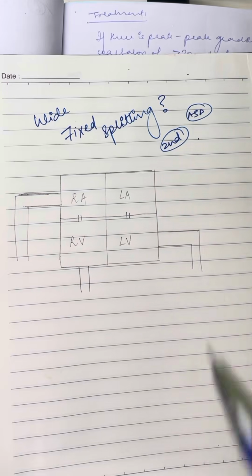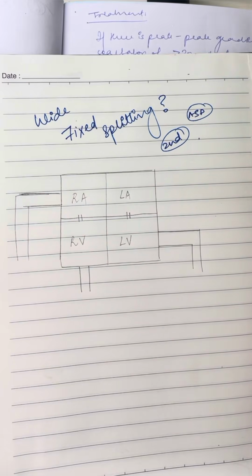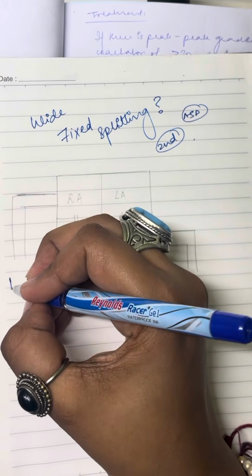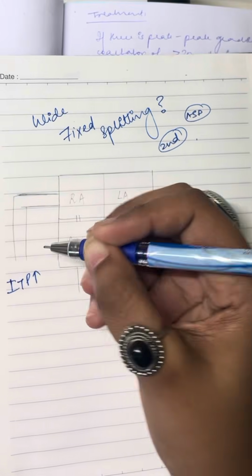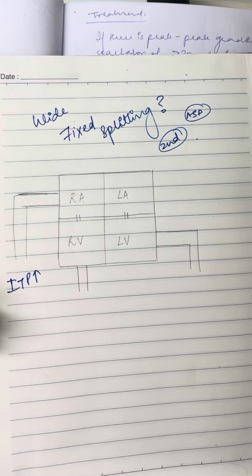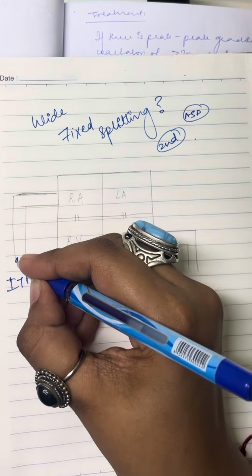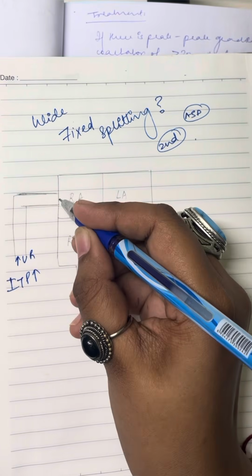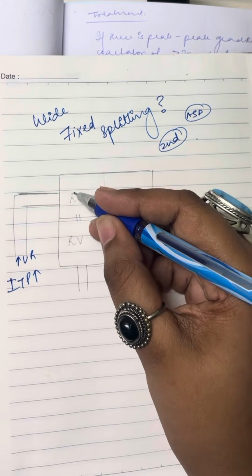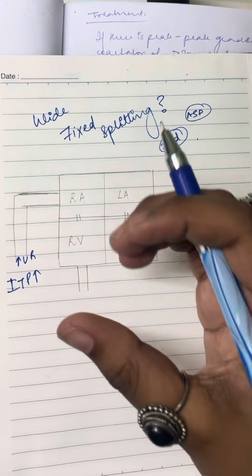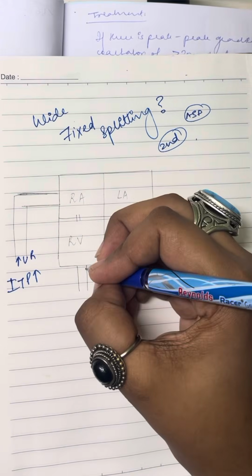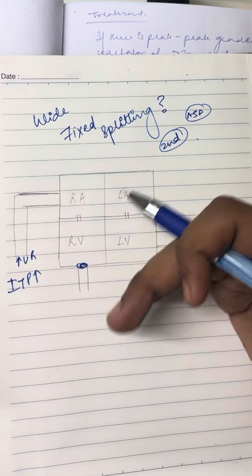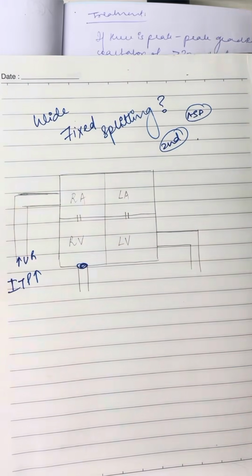But this happens more during inspiration because during inspiration, the intrathoracic pressure increases. And when the intrathoracic pressure increases, you have increased venous return. And this increased venous return increases the amount of blood entering the right side of the heart, which means it takes more time for the pulmonary valve here to close, which means the normal splitting is increased.